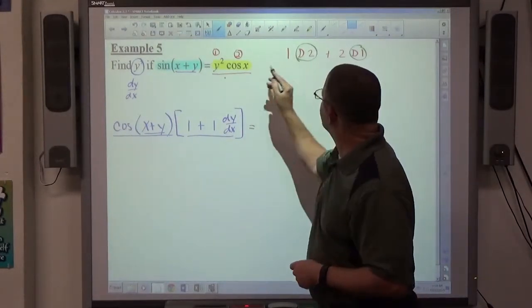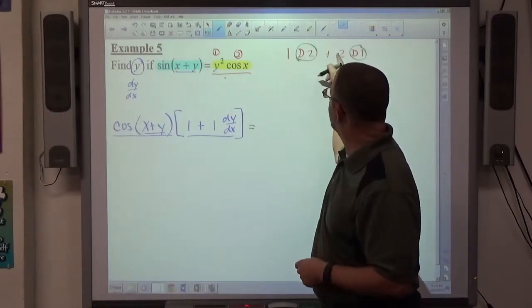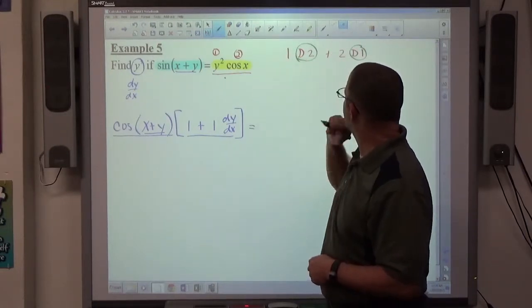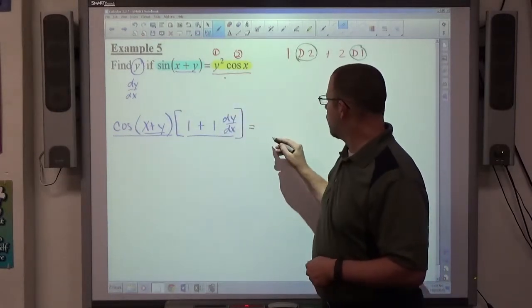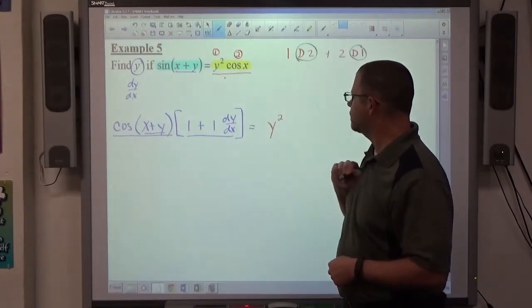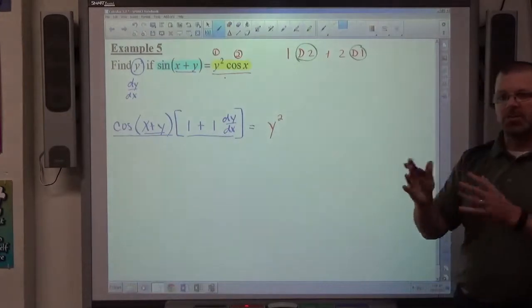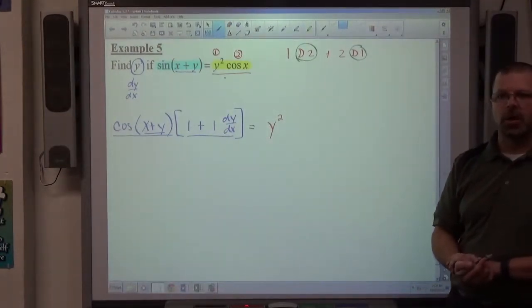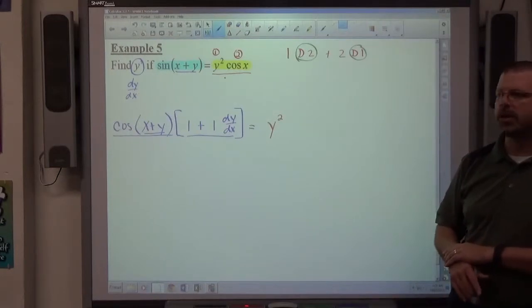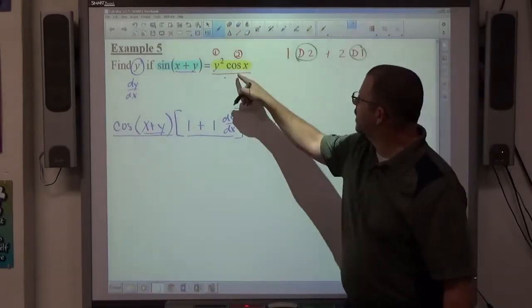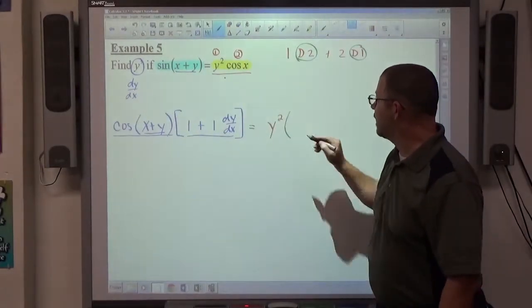Let's go with, I'll do the reds as the 1 and 2, and the greens as the d1, the d2 and d1. So, if I do 1, that's y squared. I just write it down. I don't care if it's x, y, z, w, dog, doesn't matter what it is, just write it down. That's all 1 is. d2 means I take function 2, which is cosine of x, and I differentiate it.